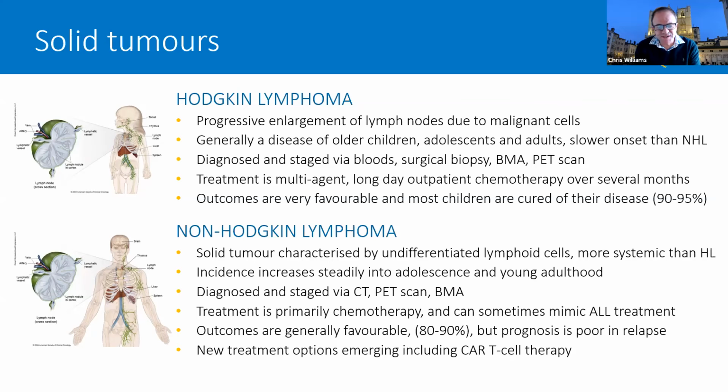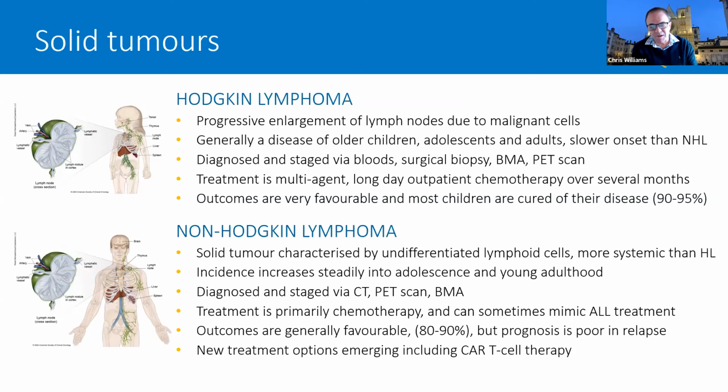The non-Hodgkin disease is really much solid tumours that are characterised by undifferentiated lymphoid cells, and this disease is a little bit more systemic than the Hodgkin's, can be very localised. The incidence increases into young adulthood as well, so it is again a disease more of older children, adolescents and young adults, and it's all staged and diagnosed in very similar ways to Hodgkin lymphoma.